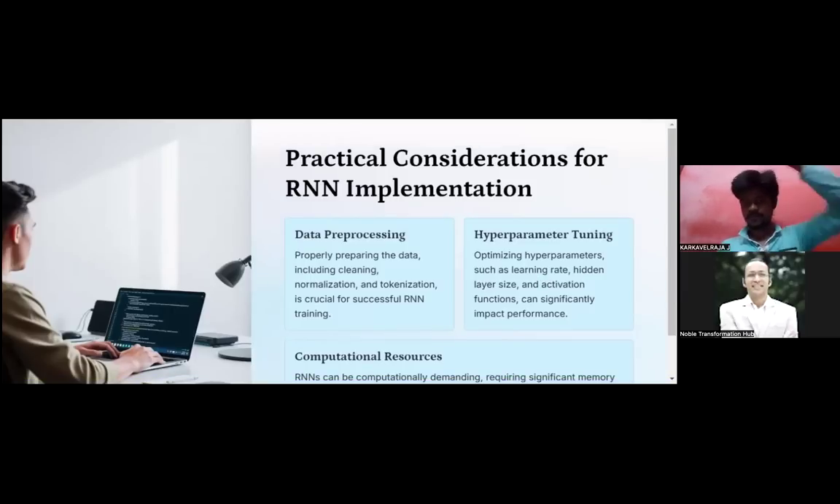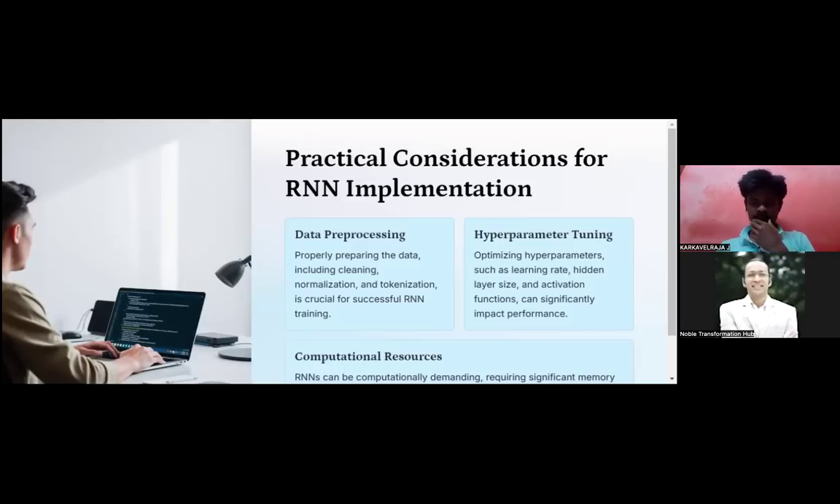Yes, so the practical considerations for RNN implementation. First, data pre-processing: properly preparing the data, including cleaning, normalization, and tokenization, is crucial for successful RNN training, guys. We've been reiterating more than 50 times that pre-processing is very important, and it is just as important for practical RNN implementation. Each step is crucial, but data pre-processing is very important.